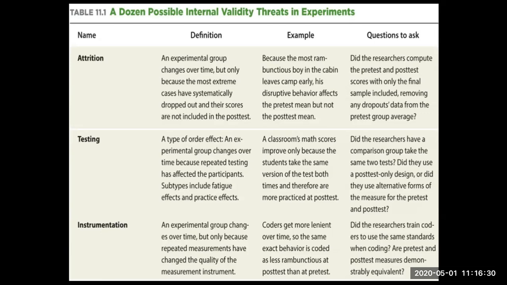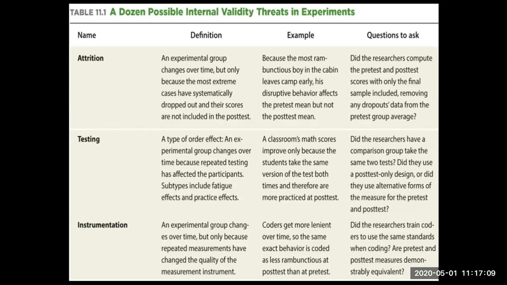The last one is instrumentation for these six. An experimental group changes over time, but only because repeated measurements have changed the quality of the measurement instrument. So if you have people coding how many times somebody smiles, or how much somebody is aggressive, and the more and more they do this, maybe the more bored they get, or they're being a little more lenient, or not paying as much attention. So is the same exact behavior coded as less rambunctious later than earlier, right? And that may have to do with the person coding. That may have to do with the participant maybe figuring things out.